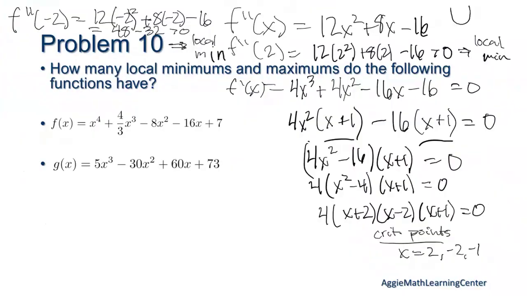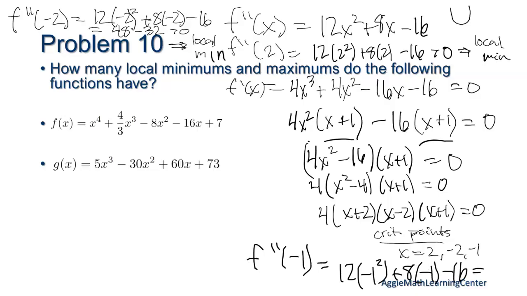Okay, and then let's classify our last one. F double prime of -1 is equal to 12 times -1 squared plus 8 times -1 minus 16. That's 12 minus 8 minus 16. That's definitely negative, right? 12 minus 8 is -4, minus 16 is -20. So it's definitely negative. You can use a calculator if you want.